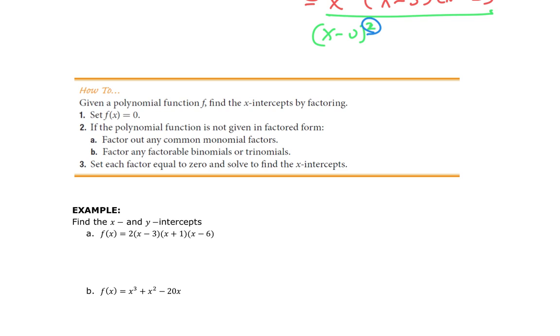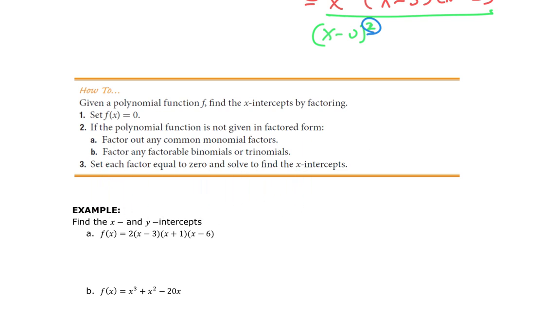So if I'm given a polynomial and I'm asked to find the x and y intercepts, the first thing I'm going to do is set it equal to 0 and factor it, if at all factorable. It says first thing you want to do is factor any common monomial factors. That's this. The monomial is the single x squared term in this case. Factor any factorable binomials and trinomials. So when I factored out this monomial, which is this x squared, I ended up with a trinomial, which gives me this. And then set each factor equal to 0 and solve for the x-intercepts.